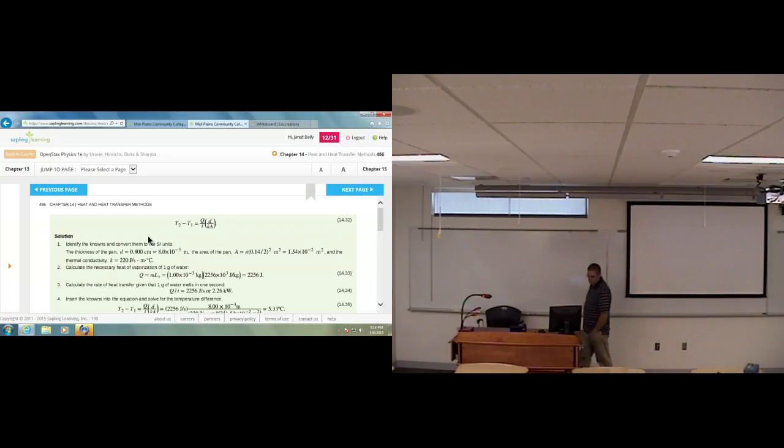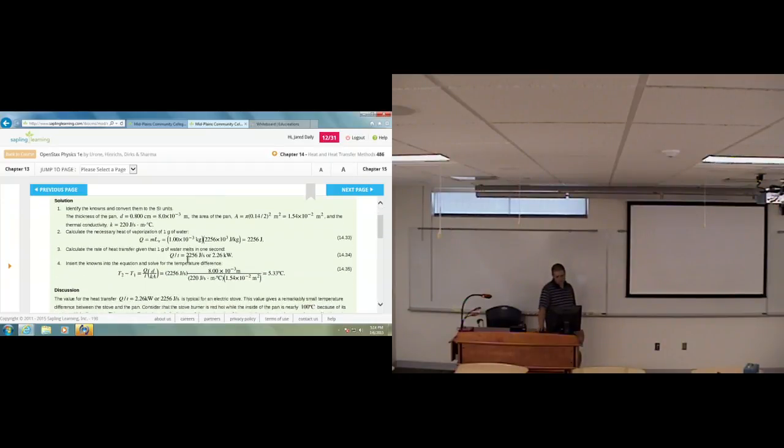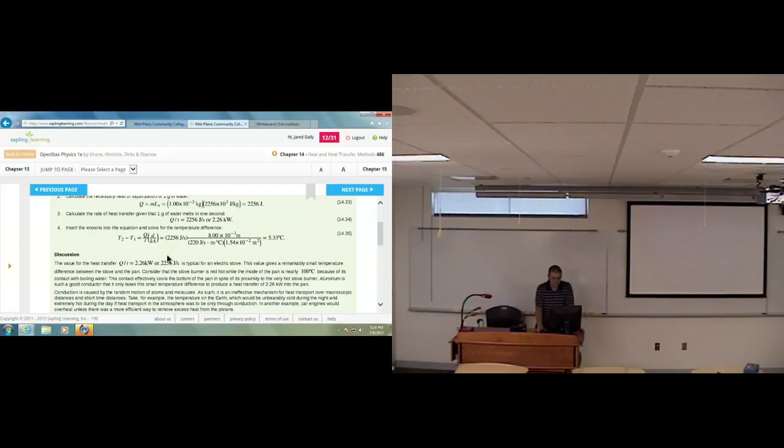Right? Heat for vaporizing water is 2256 joules for each gram of water. We're going to need 2256 joules per second to do 1 gram of water. So it's quite a bit of energy, actually. So we need 2256 joules per second, or 2.26 kilowatts. So that's our Q over T.